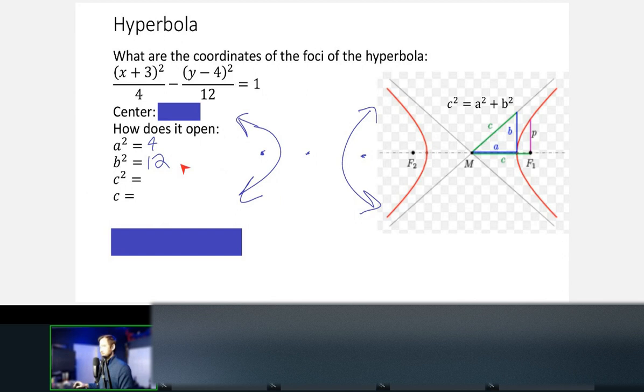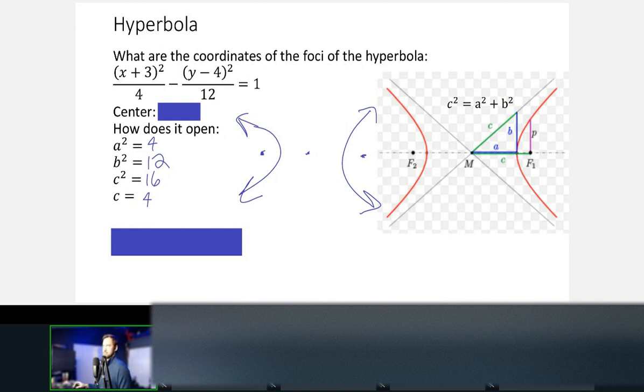And because we want to solve for c squared, we can really just do this in our head now that we have these written down. So we have a squared is 4, b squared is 12. 4 plus 12 gives us 16. So that means c squared is 16. And the square root of 16 gives us 4. Technically, it is plus or minus, but a, b, and c are always positive. So that's why it's just positive 4, not plus or minus.